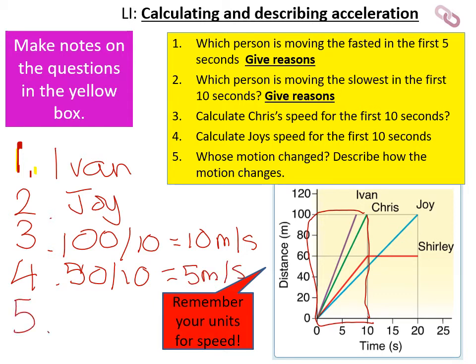And number 5, the person whose motion changed. So if the line on one type of graph like this is a straight line, that means that their motion doesn't change. It's just continuous motion and they're moving at a constant speed. But if you look at Shirley, she travels 60 meters in the first 10 seconds and then she doesn't travel any further. She just stops at 60 meters. She didn't go as far as the rest of them. So the last answer is Shirley. Hopefully you can read that. All right, hopefully you got those right.